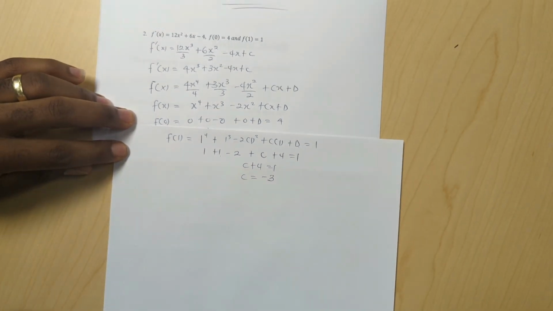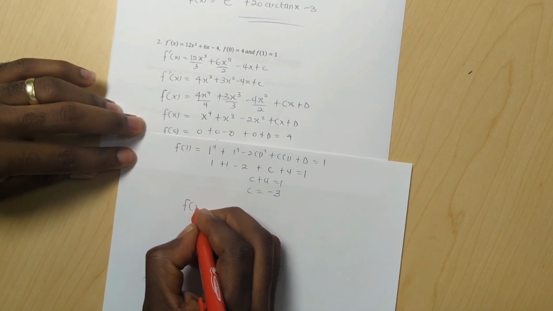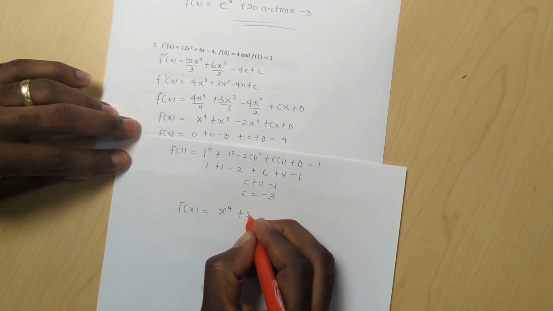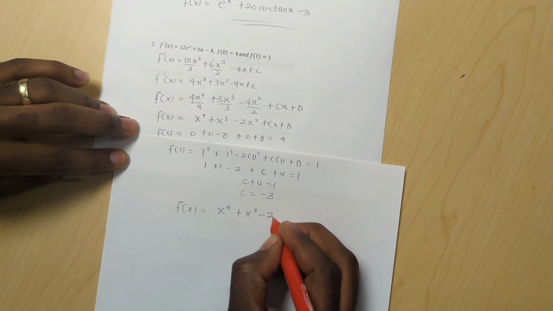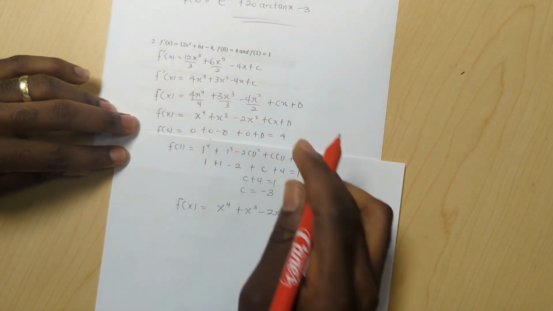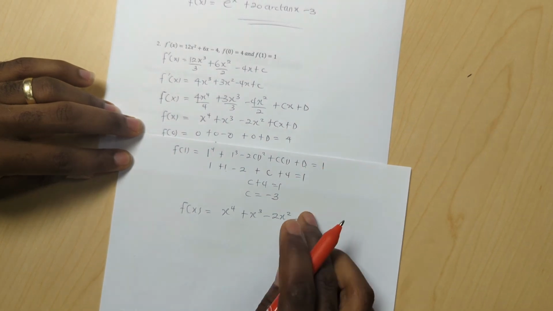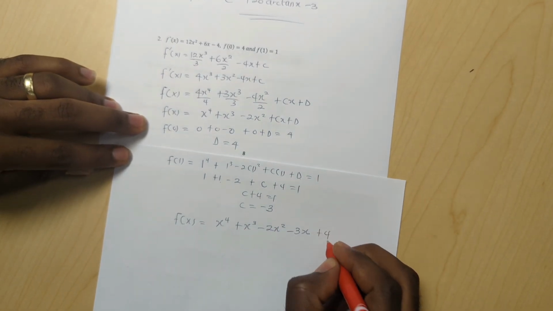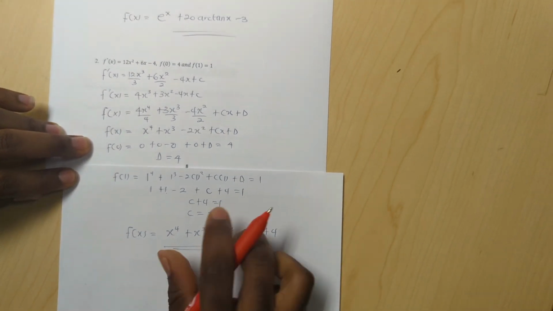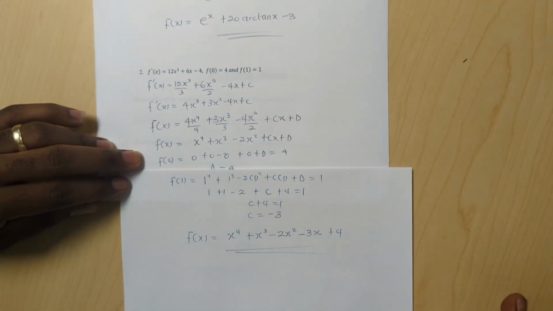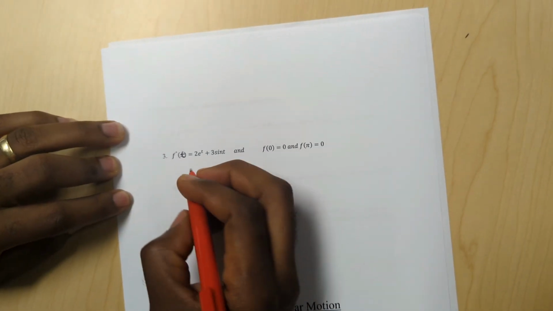So our function, which we are looking for, will be f of x, which is equal to x exponent 4 plus x exponent 3 minus 2x squared. c is what? Negative 3, so minus 3x, then d is 4, so plus 4. So you realize that when you differentiate this function twice, you get this. That's very interesting. Let's solve another example.